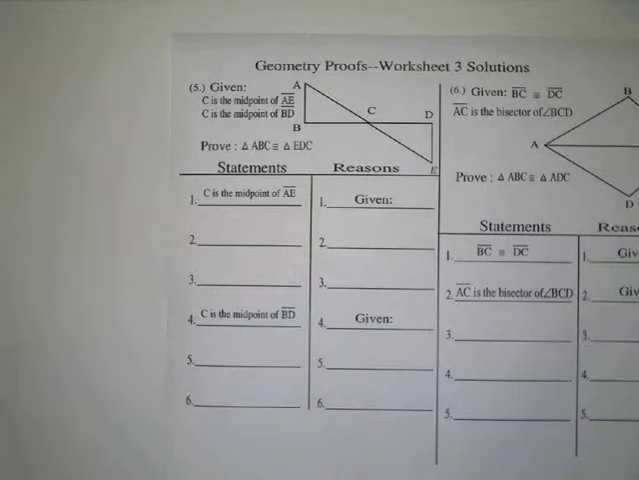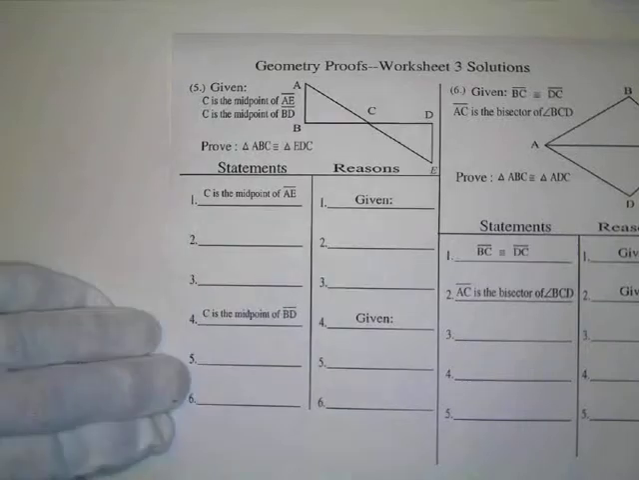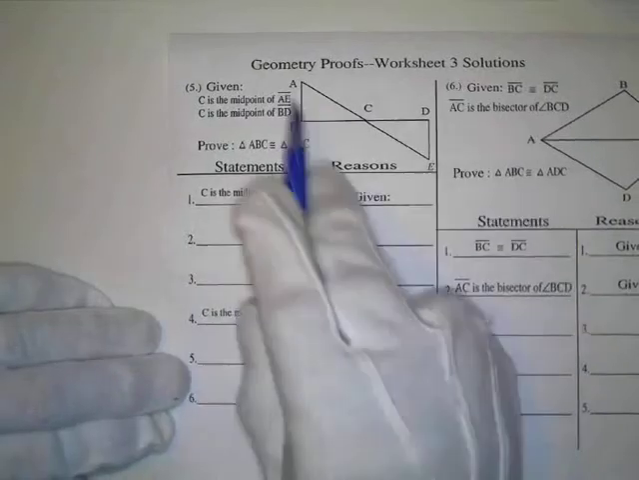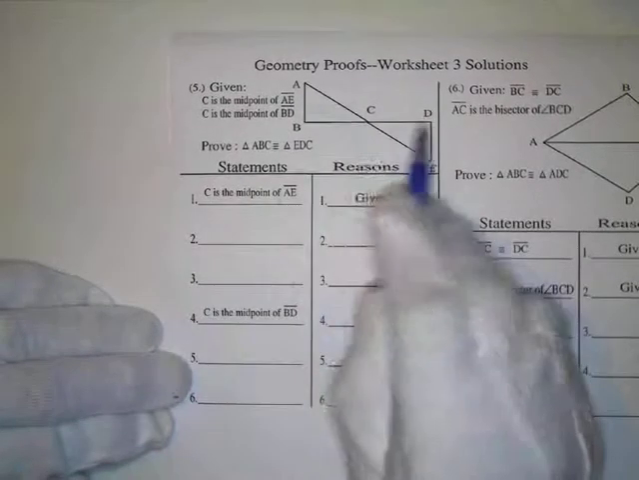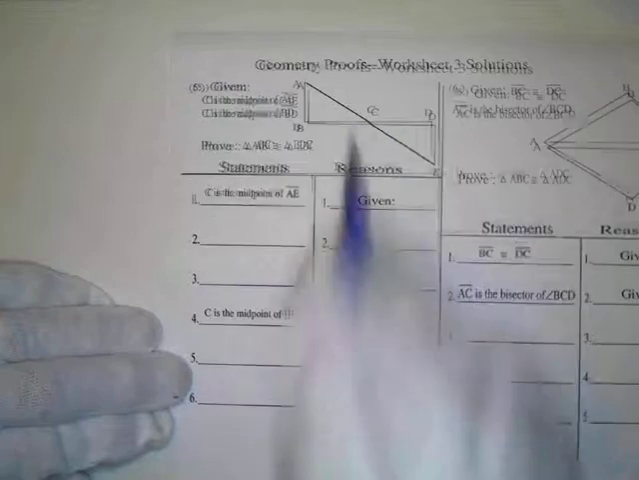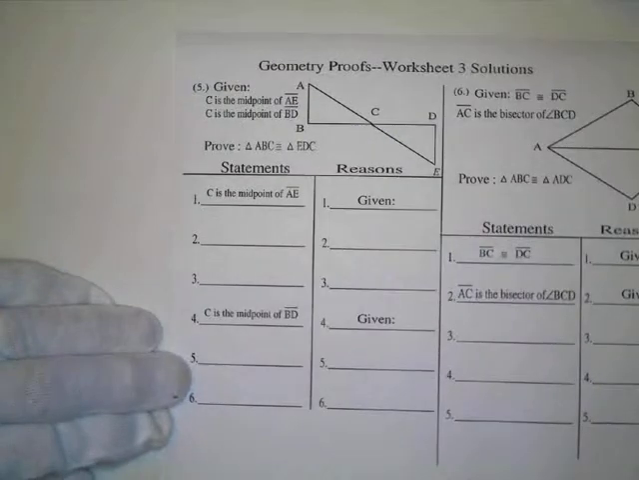Okay, some more problems from worksheet number 3. And there's no typos on these, so I think I'm fairly safe. So let's take a look at these. I have two givens: C is the midpoint of AE, and C is the midpoint of BD. That means I'm going to have congruent segments, because the midpoint will give me two congruent segments.